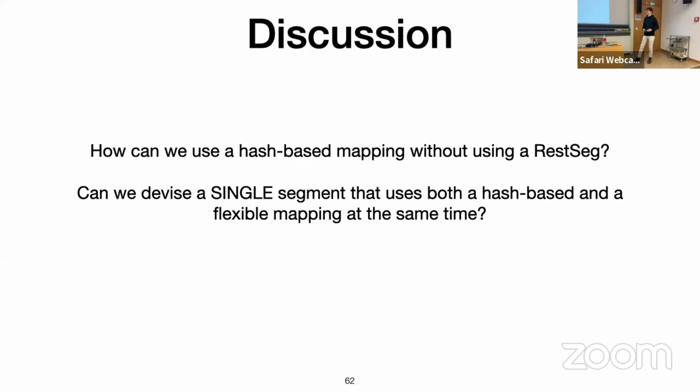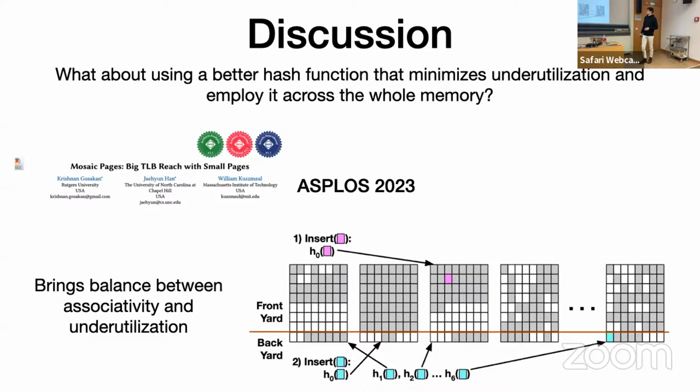Yeah, again, it's not really clear how this could look like. But basically, maybe we could perform both at the same time. Also, how about we use a better hash function that minimizes underutilization and is employed across the whole memory?